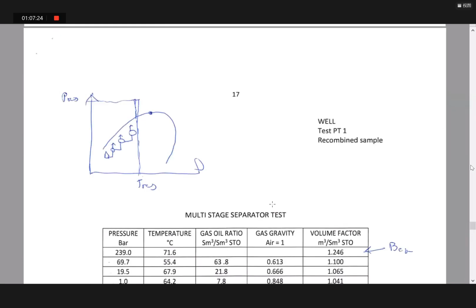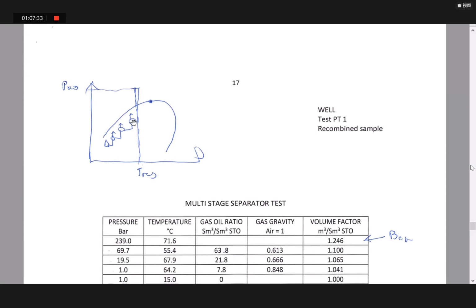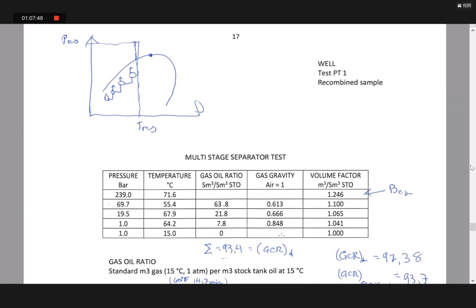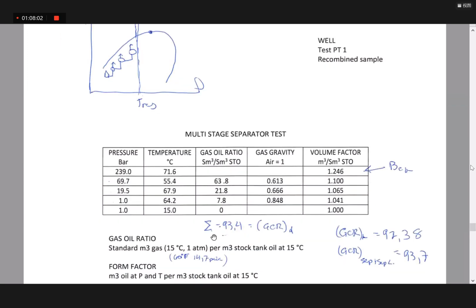And then there is the multi-stage separator test that is done. So what we are doing, we are going stepwise down in pressure and temperature at the same time. So 1, 2, 3, 4 stages. And if we sum up the GOR on the individual stages, we end up with 93.4 in GOR, a little bit less than the GOR from separator plus flash, and significantly lower than the GOR from the single flash.